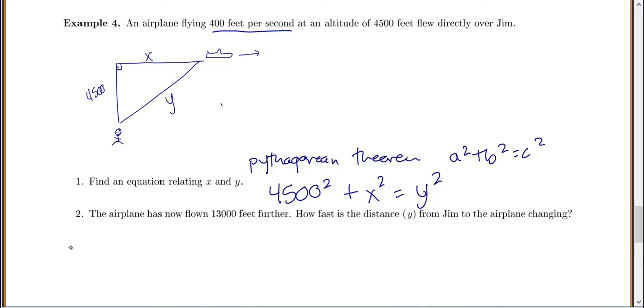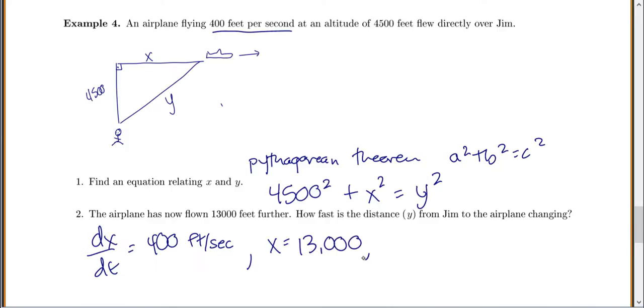Let's write down everything that they've told us. The airplane flies at 400 feet per second. That's x, which is where the airplane is actually going. So dx/dt equals 400 feet per second. Okay, and let's see, what else did they tell us? That's the altitude, but I don't think we're actually using that, except for to get my equation there. The airplane has flown 13,000 feet. So that's your x, that's how far the airplane flew. And how fast is the distance y from Jim to the airplane changing? So they want us to find dy/dt.